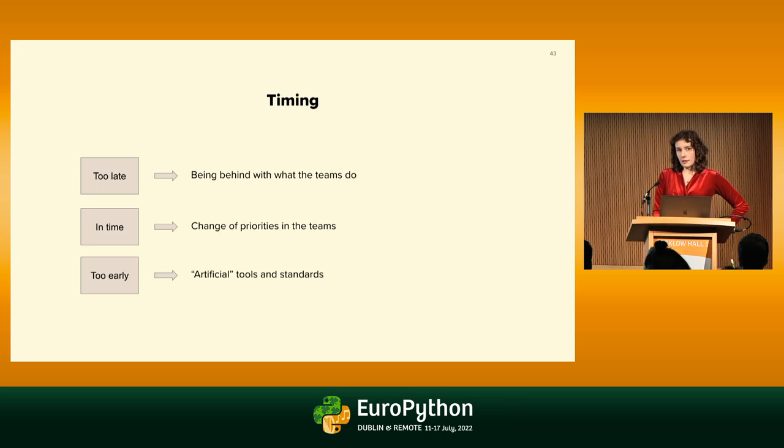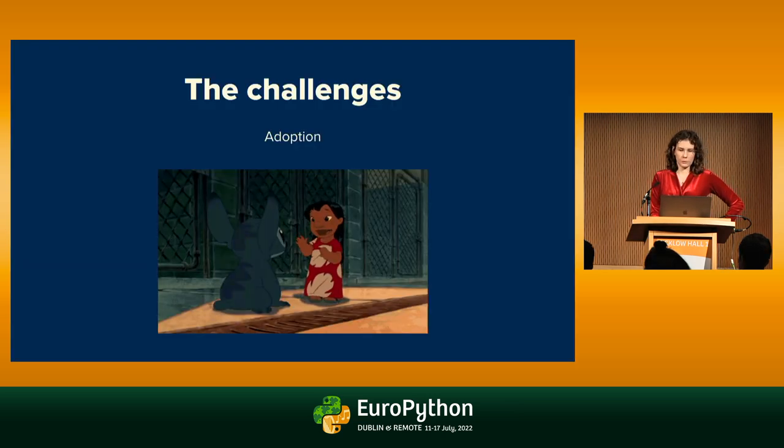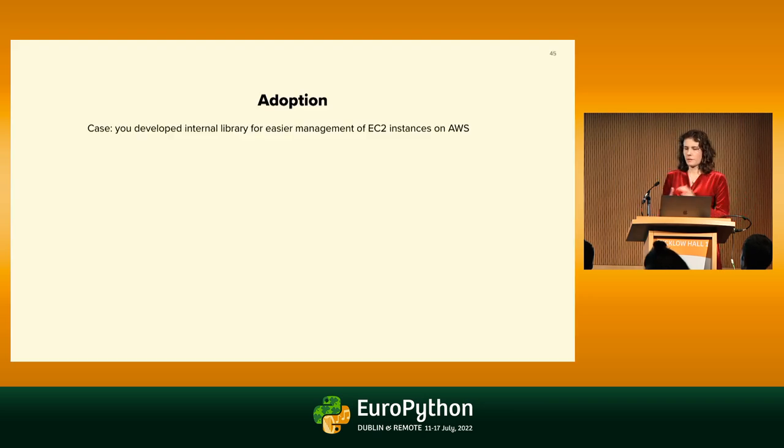So that's about timing, but let's consider the challenges of adoption. And let's be specific here. Let's imagine a scenario that your team developed an internal library, internal tool, so as to make the management of EC2 instances on AWS easier, especially for the specific case of machine learning. So you may think that this is something that may be useful for everybody in the department, but it turns out that not always. People were not very eager to immediately adopt it.